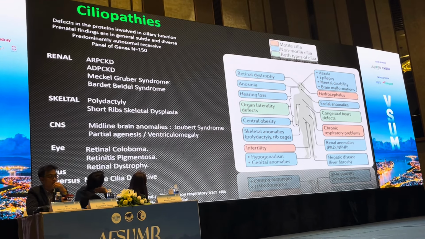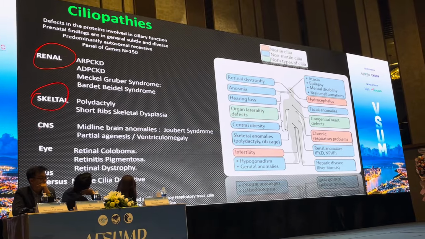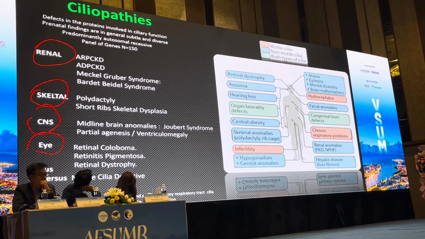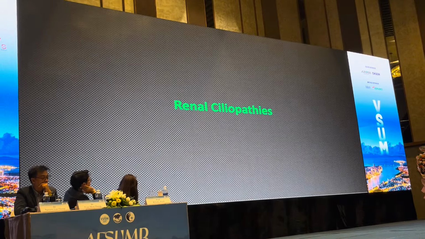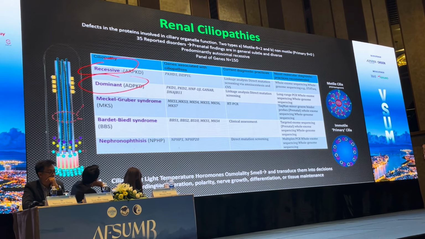If the cilia are dysfunctional, it can result in renal abnormalities, skeletal, CNS, eye, and so on. Today we are covering the renal. And if you look at the renal ciliopathies, I've spoken about the autosomal dominant and recessive.